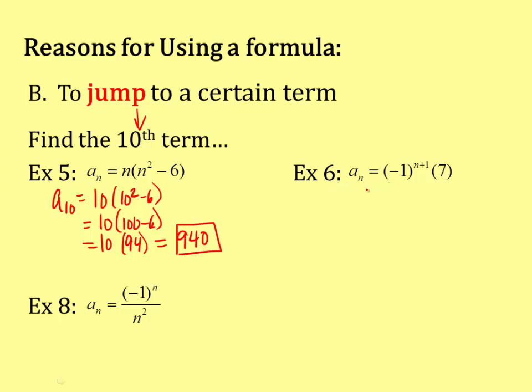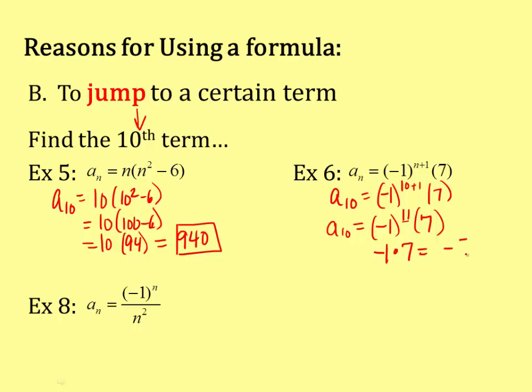What about number 6 here? I want the 10th term. So I'm going to do 10 plus 1 as the exponent, times 7. Well, okay, that's going to be negative 1 to the 11th power times 7. Now, one thing you should know, hopefully, is if you have negative 1 to the 11th power, if it's an odd power, it's going to stay negative. If it's an even power, it will become positive because negative times a negative is positive. So if it's odd, it's going to be negative. So it's going to be negative 1 times 7, which is just negative 7.